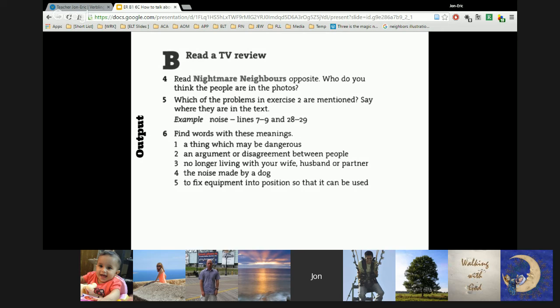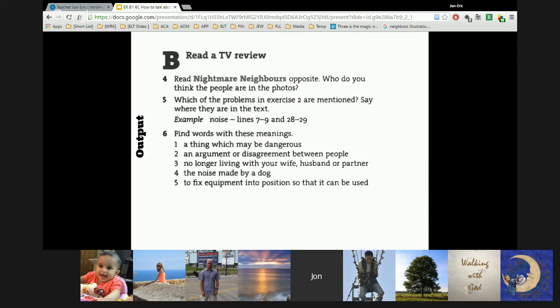Hazard. Exactly. I would say it like this: hazard. A thing which may be dangerous is a hazard. In this case, they said a health hazard. Right. Very good.